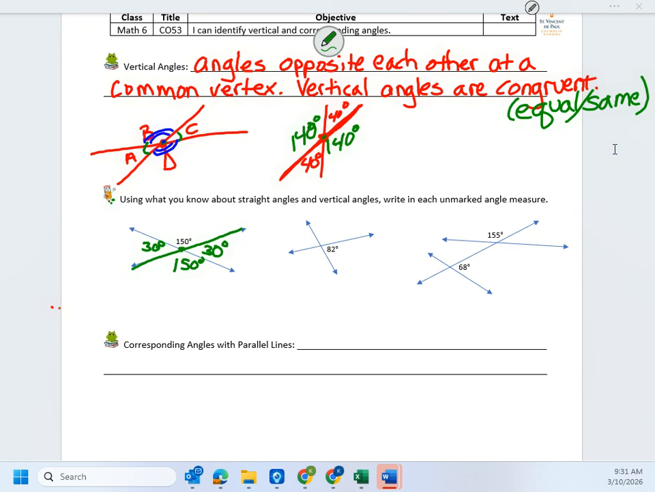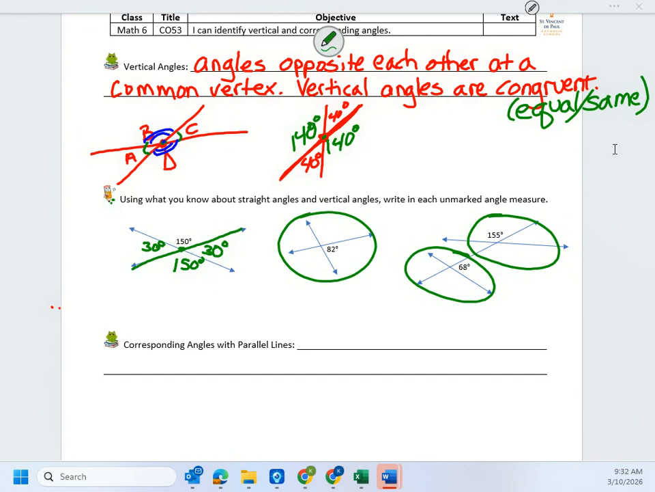The way to double check is adding up those two supplementary angles, making sure they equal 180 degrees. You're gonna do that for this set of angles, this set of angles, and this set of angles. Fill in the 3 missing angles, using your supplemental angles, using those vertical angles that are opposite, they are congruent. Okay, so you're gonna fill those in.